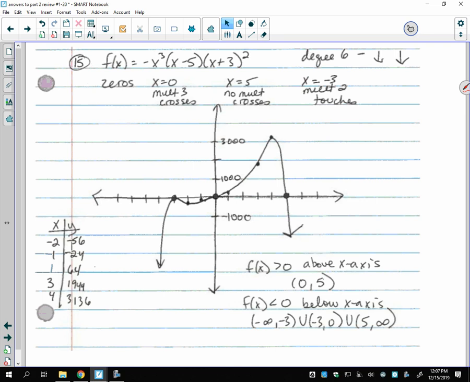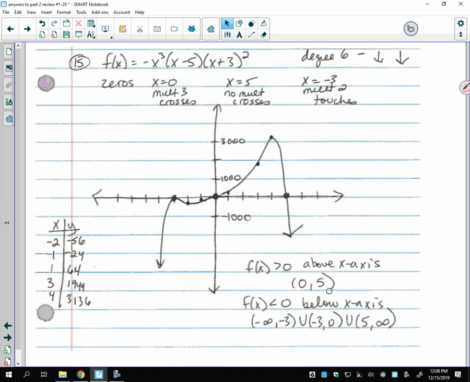The other thing that this asked for is where is f of x greater than 0 and where is f of x less than 0. F of x is y. So when it says where is f of x greater than 0, it just means where is the graph above the x-axis, right? Where are the y values above the x-axis? Once you look at your graph, you can see it's above the x-axis between the zero of 0 and 5. This is the only place. So that's why the answer is it's greater than 0 from 0 to 5.